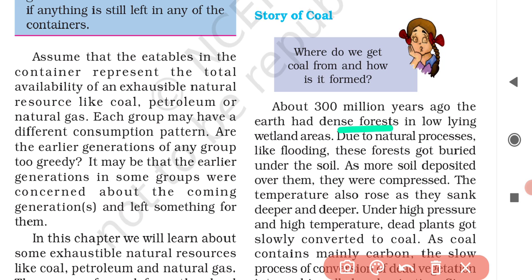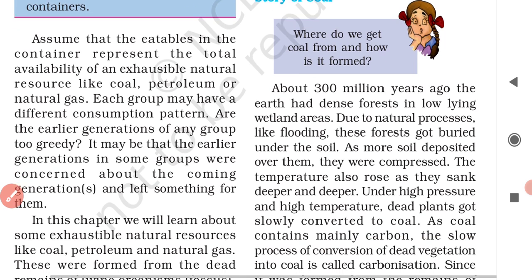So as more soil deposited over them, they were compressed. Then what happened? The temperature rose, the pressure rose. The temperature rose as they sank deeper and deeper, and due to high pressure and high temperature inside the earth, and in the absence of air, the dead vegetation, that is the wood of the buried forests, plants and trees, was slowly converted into coal. Clear? You can get it from this only.